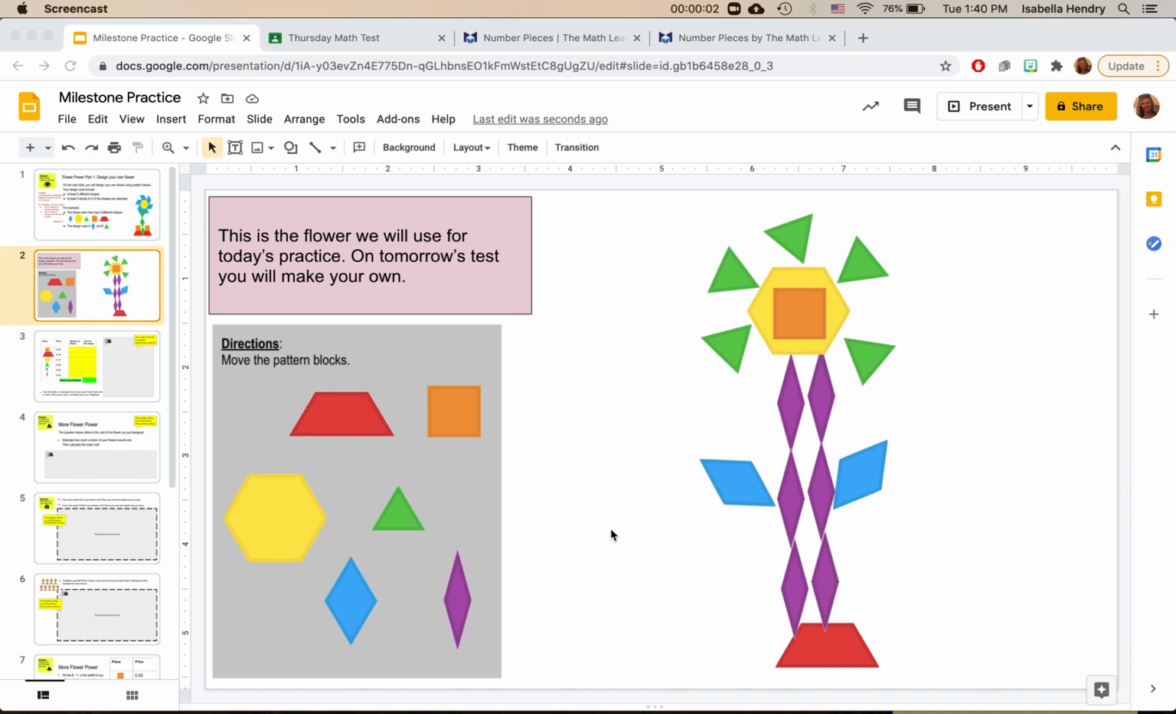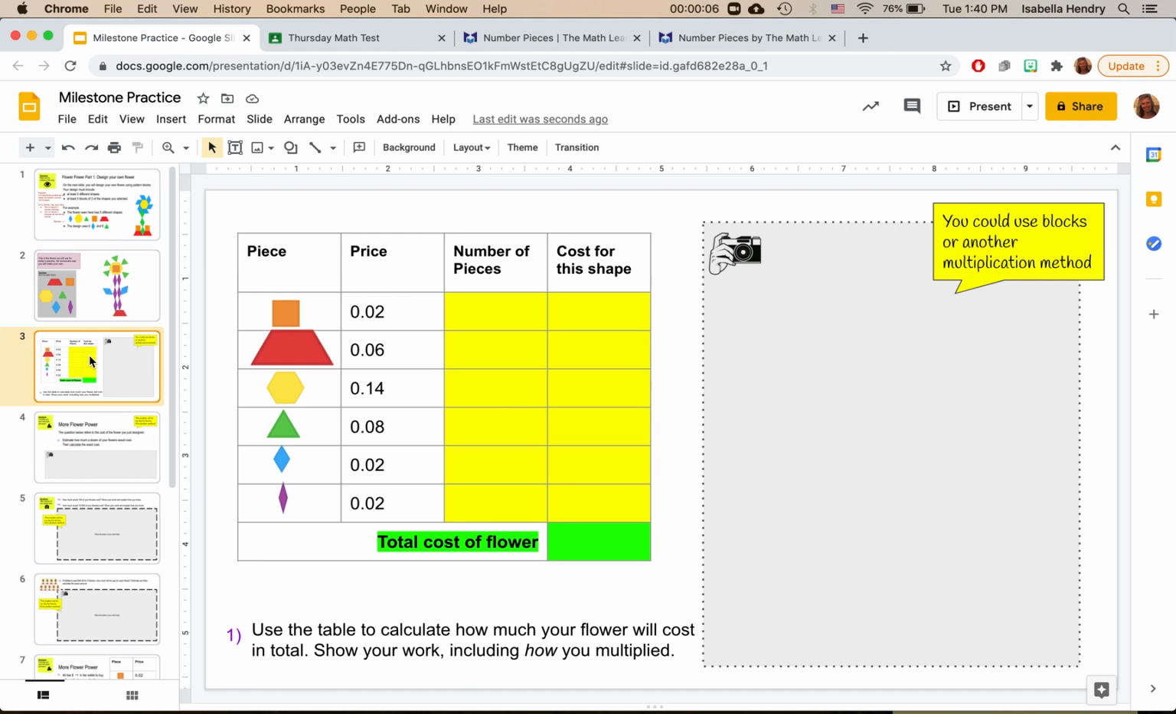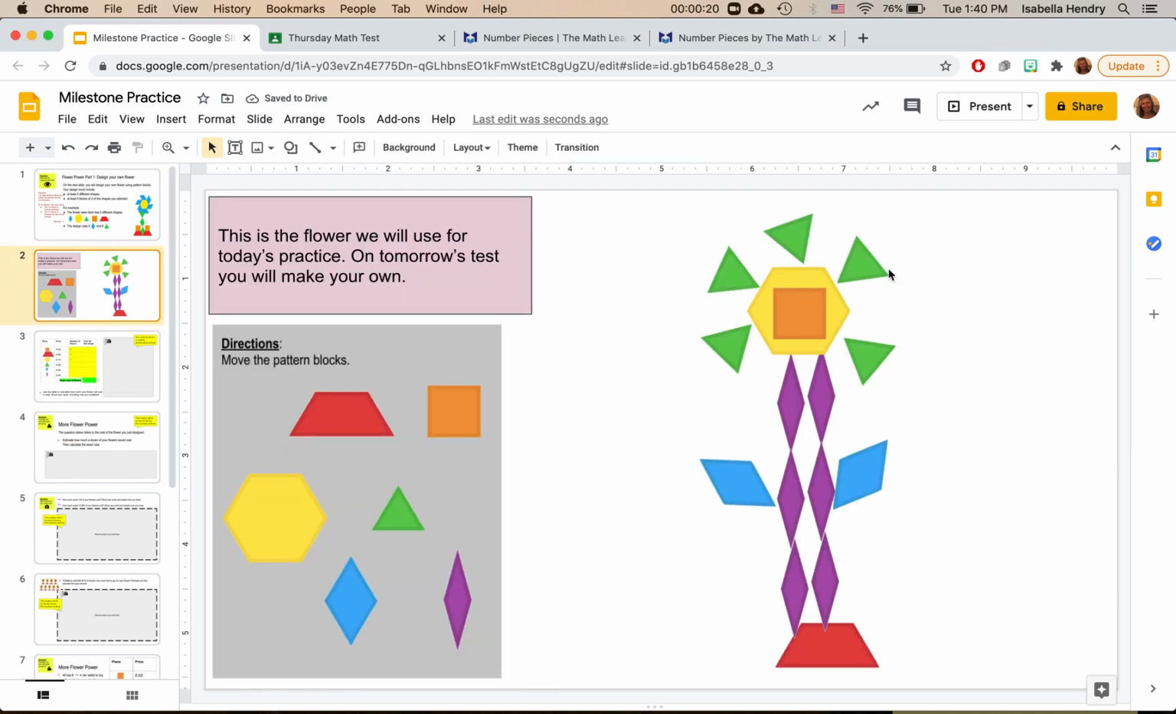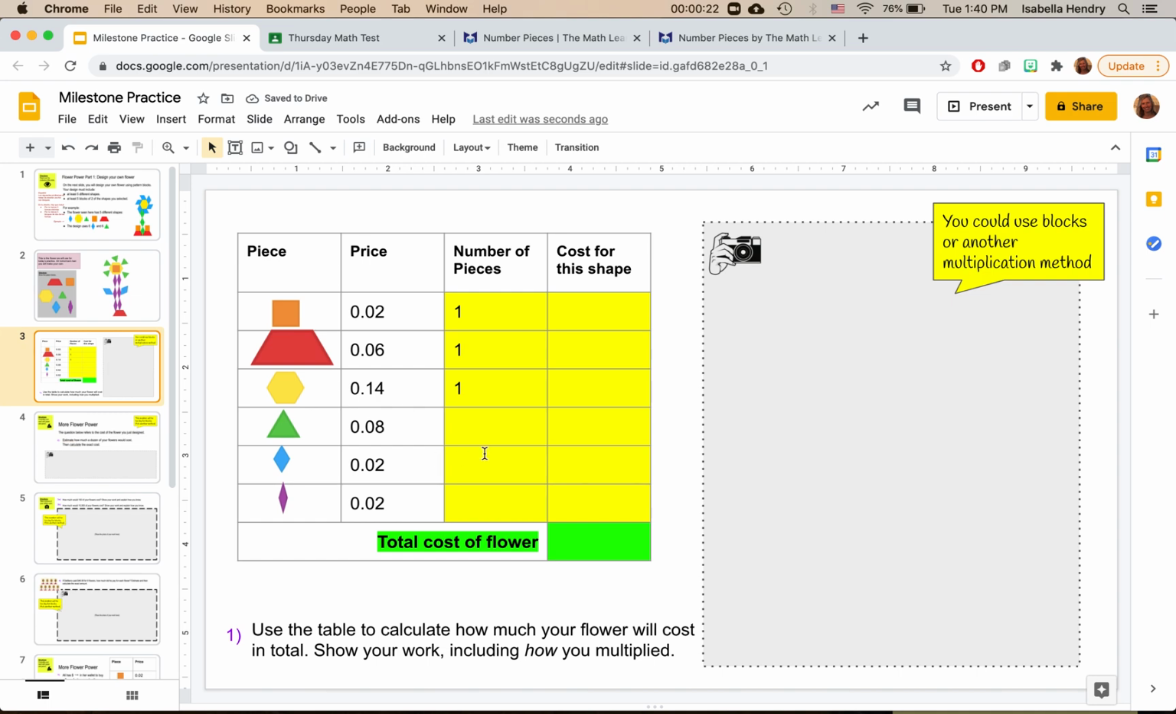Problem number 1. Here is our flower. So we're going to come to the next slide down here to fill the table. Looking at my design, I see there's one orange square. There's one red trapezoid. There's one yellow hexagon, and there are 1, 2, 3, 4, 5 green triangles.